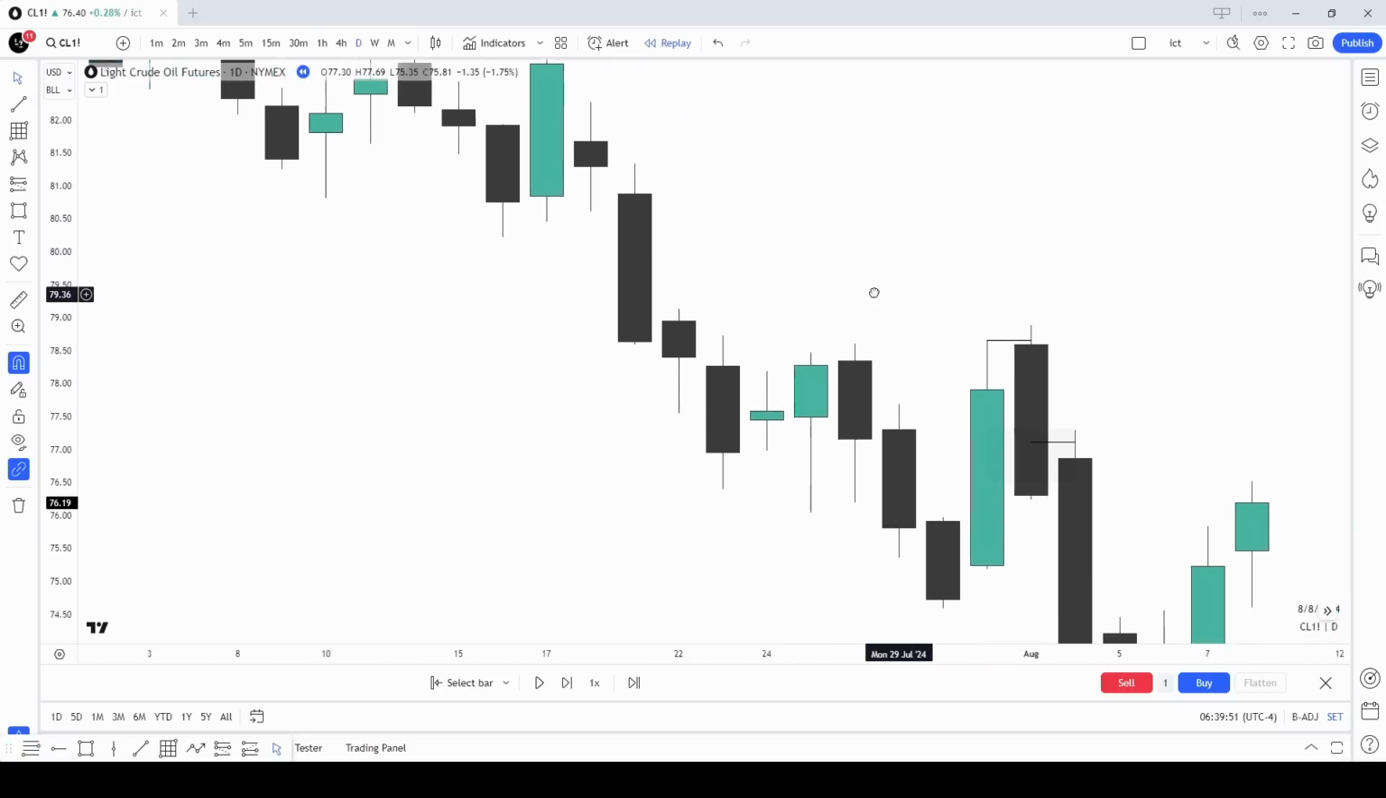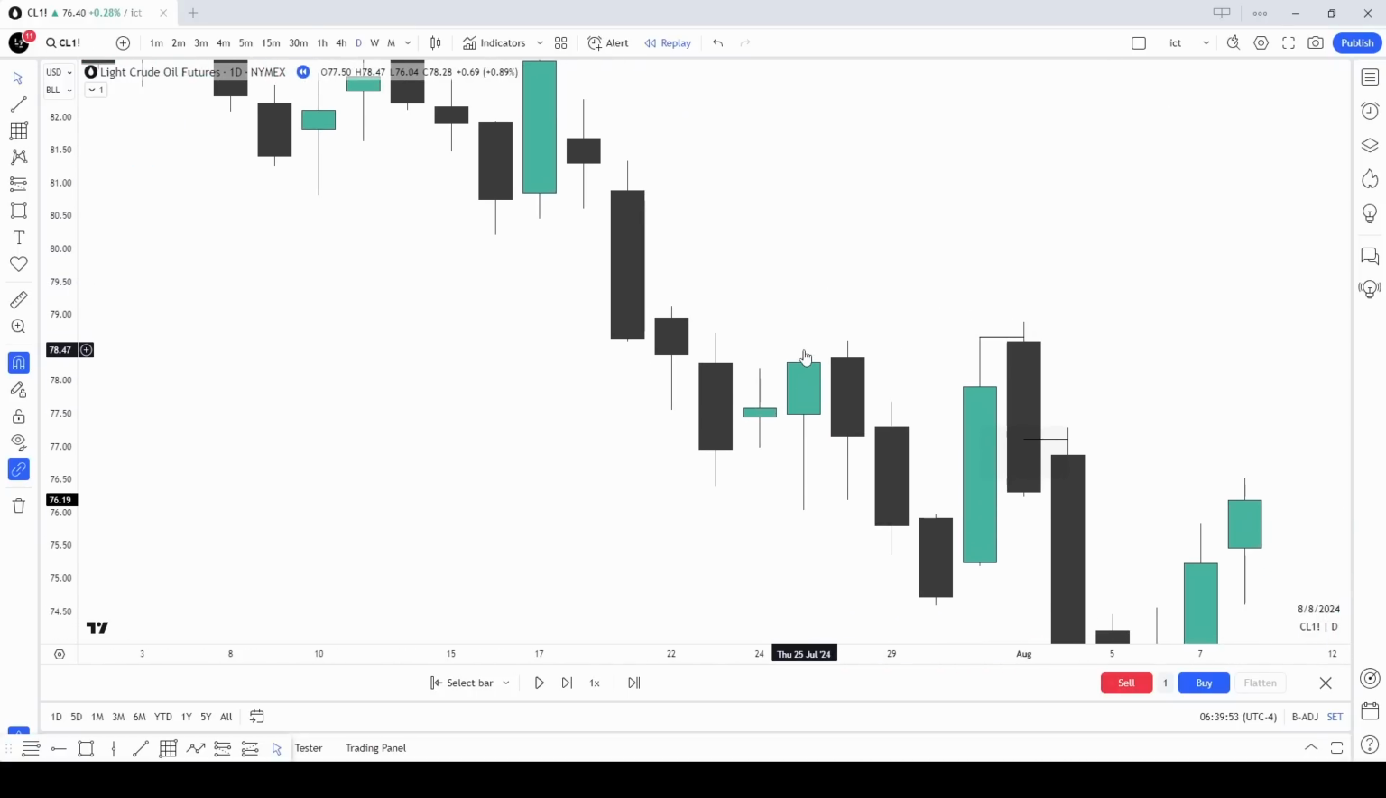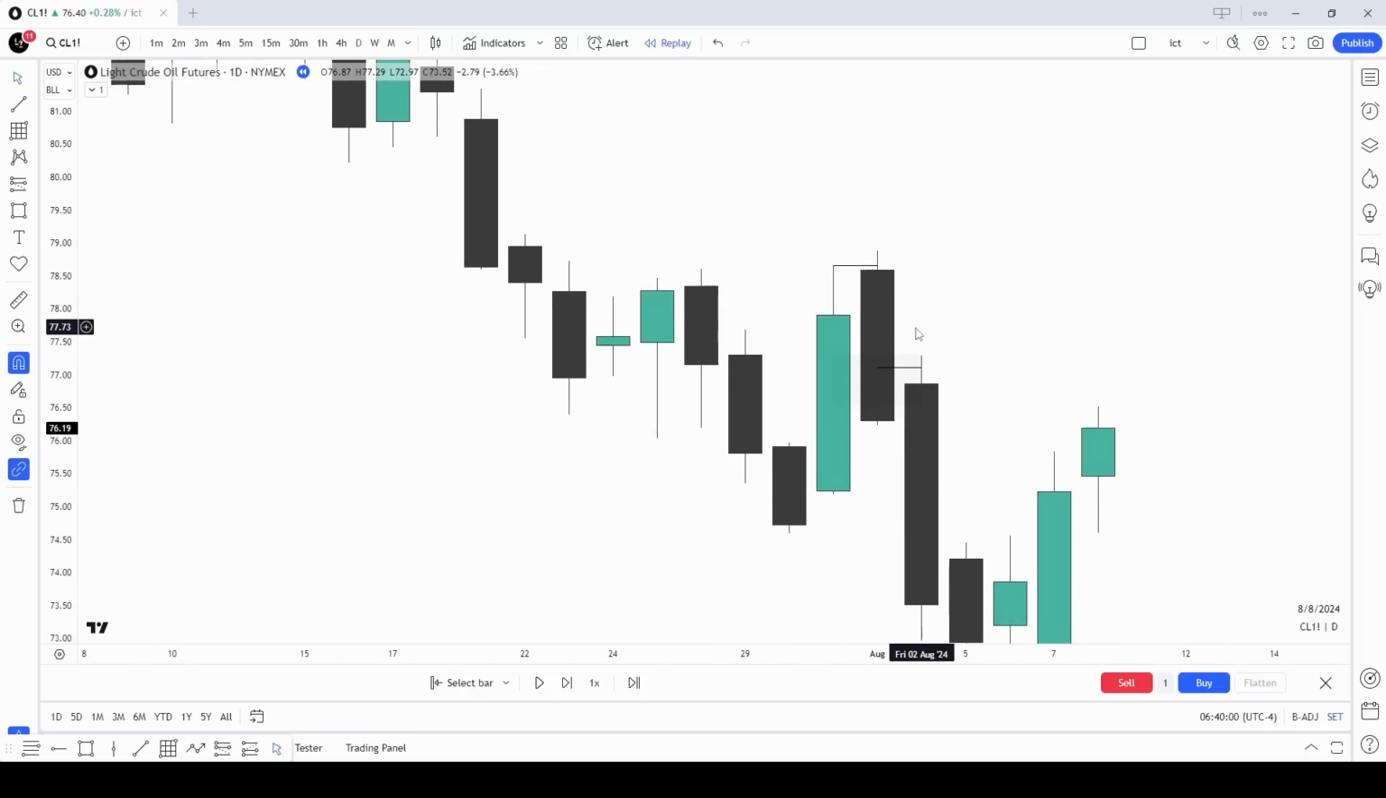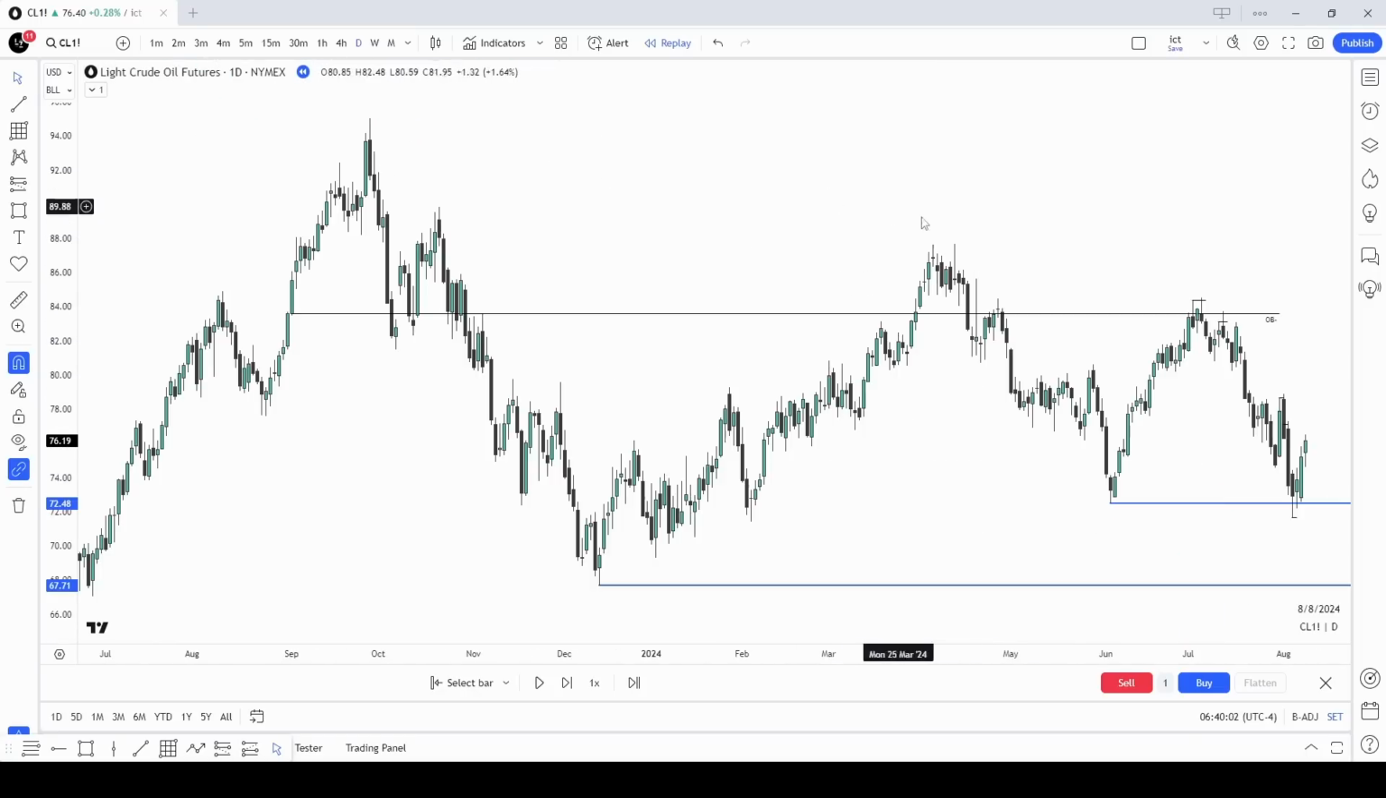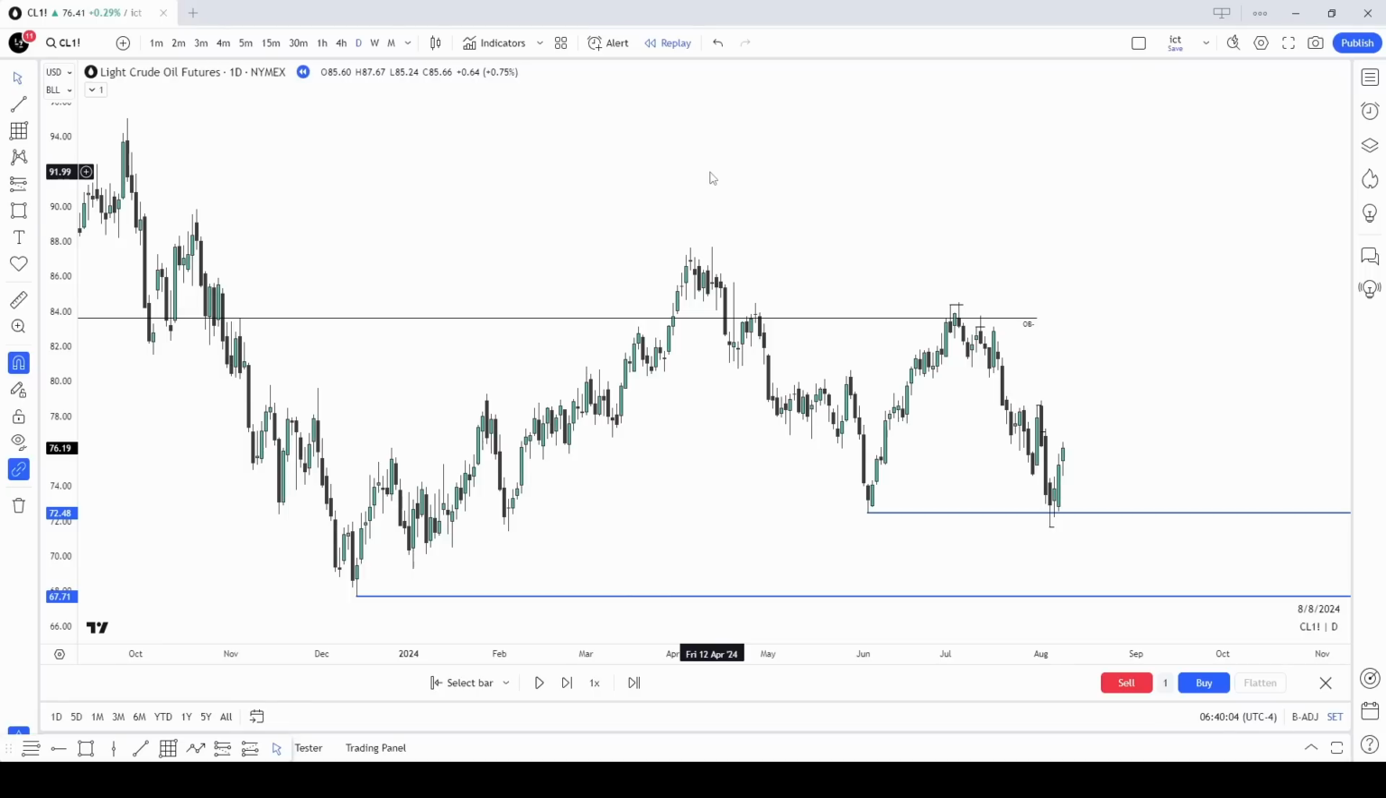You would have missed these. What does this candle do? Take out the high, closes inside it, the next two candles expand. Take out high, close inside it, next two candles expand. Okay? As long as there's a key level and there's some framework, this will pay off as long as you do it right.